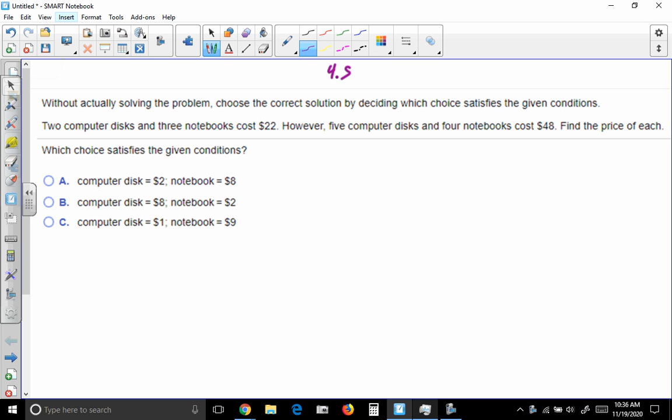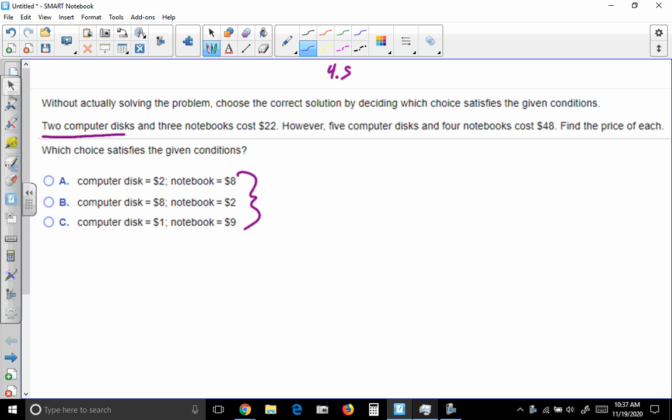So in chapter 4, we looked at systems of equations. So let's look at some applications, some real life type of problems. Here they give us a scenario, and they don't actually want us to set up the system and solve it. They just want us to see which of these choices could be a solution to our system.